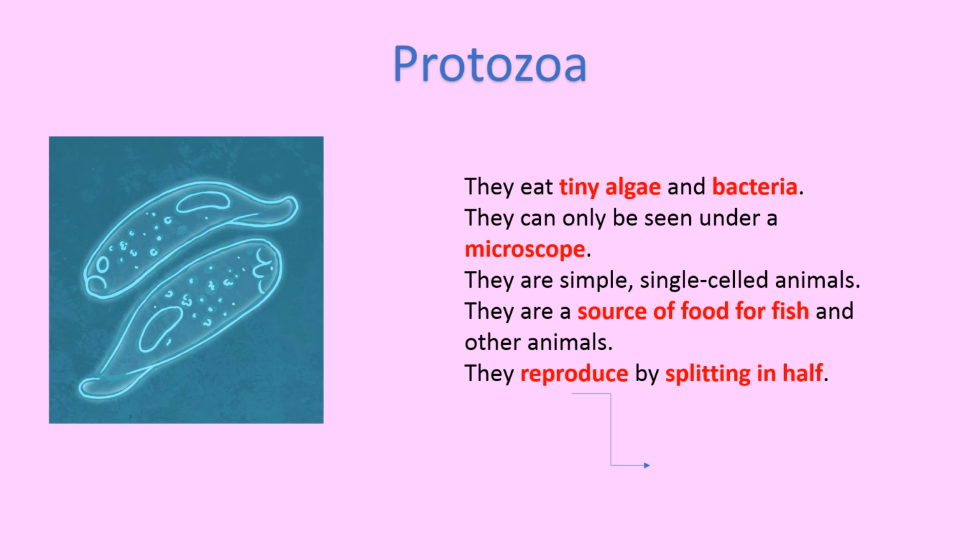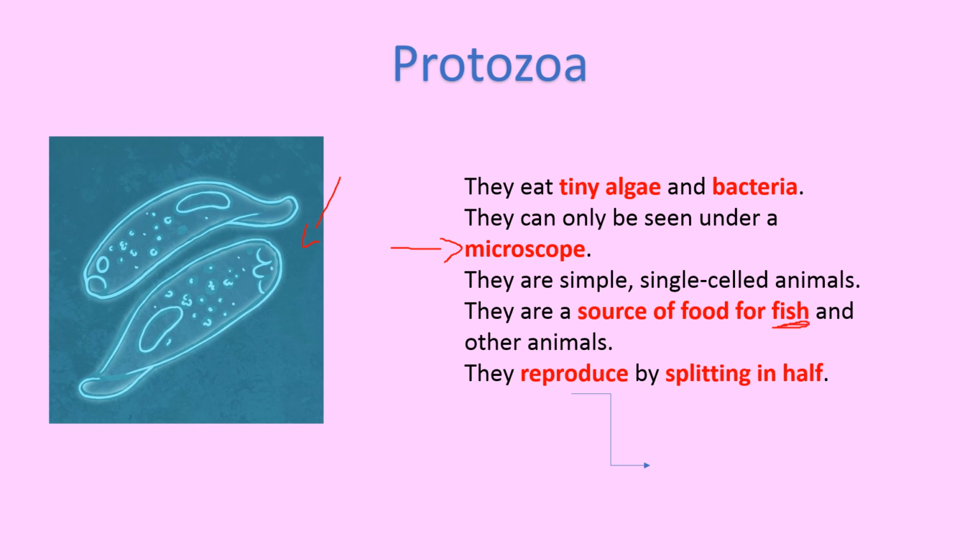Protozoa. They eat tiny algae and bacteria, and they can only be seen under a microscope. So you can't see this with your naked eye. You need special equipment called the microscope to be able to see these. They are simple single-celled animals, and they are a source of food for fish and other animals.